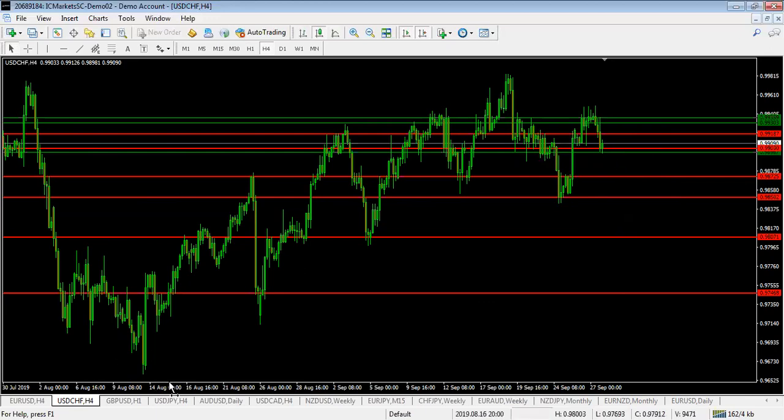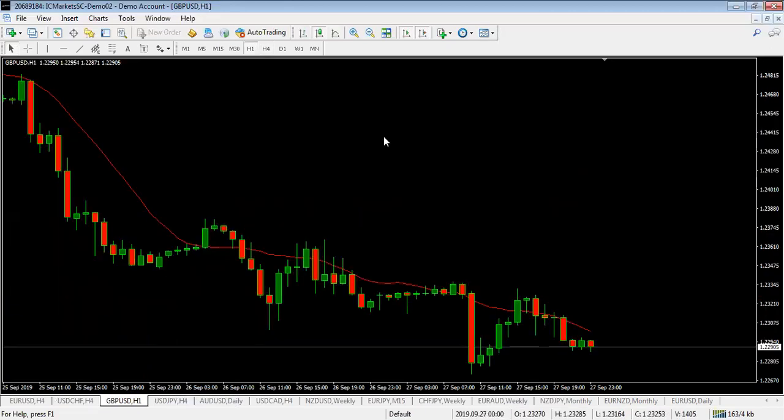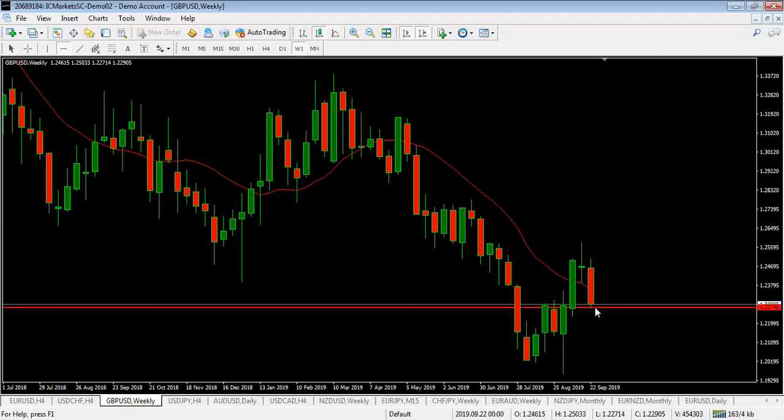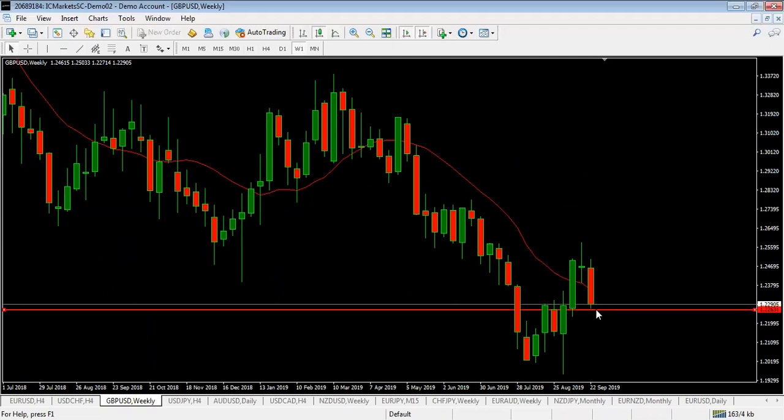Okay, so let's look at GBP USD starting from the weekly chart. You can see we have a strong bearish candle here. Before I decide on what to do, I want to know if I have a zigzag here on the daily time frame. If I have a zigzag here, that indicates a reversal. So I won't sell. I'll be considering buying this pair.